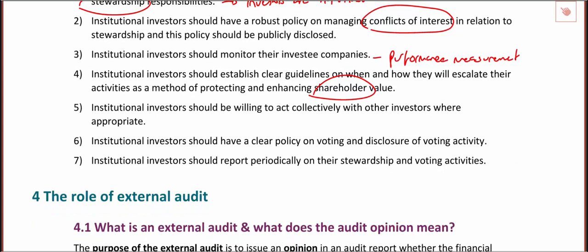Number 6, institutional investors should have a clear policy on voting and disclosure of voting activity. So nice and clear, nice and honest, nice and straightforward. Institutional investors, number 7, should report periodically on their stewardship and voting activities. So really clear and nothing hidden. Nice and clear and transparent.